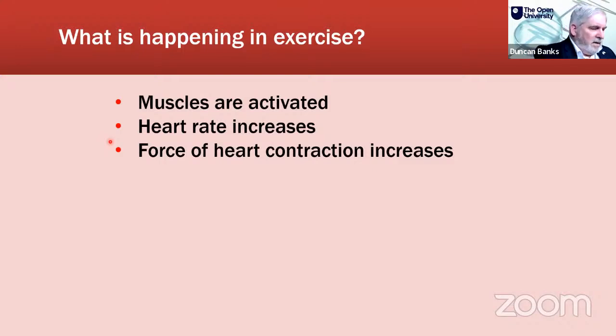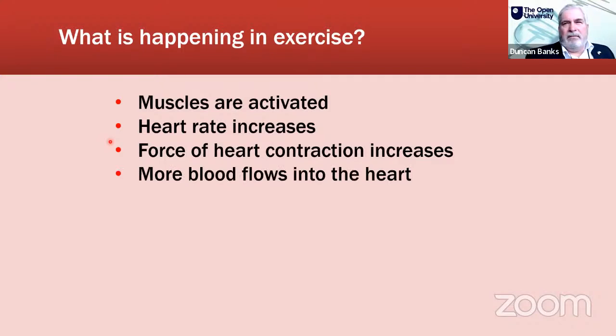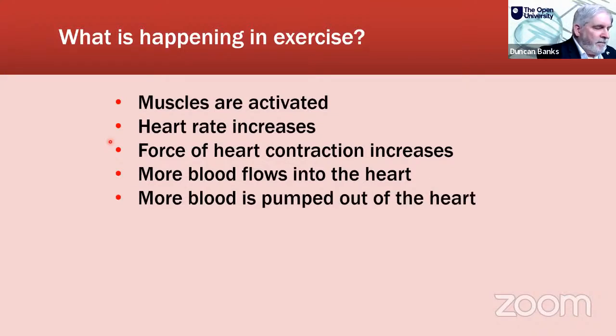Okay, and that means also that more blood will flow into the heart, because the sympathetics are activating the veins in the body, and your muscles have veins in them, but these veins have valves so that when muscle is active, the blood in them is forced in one direction towards the heart. So your venous return increases, so more blood flows to the heart.